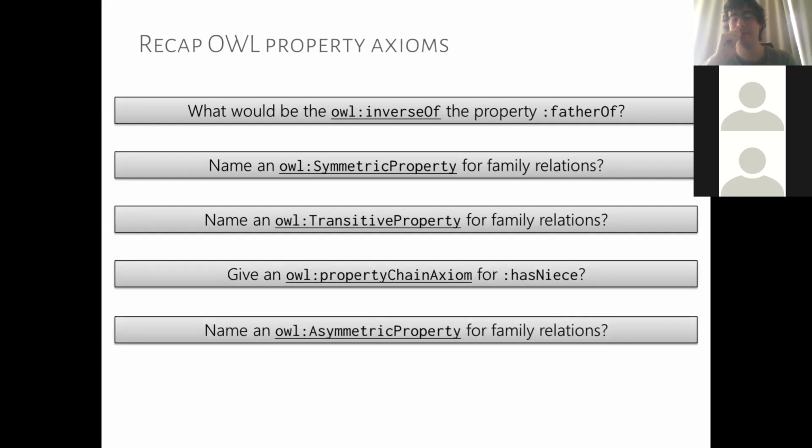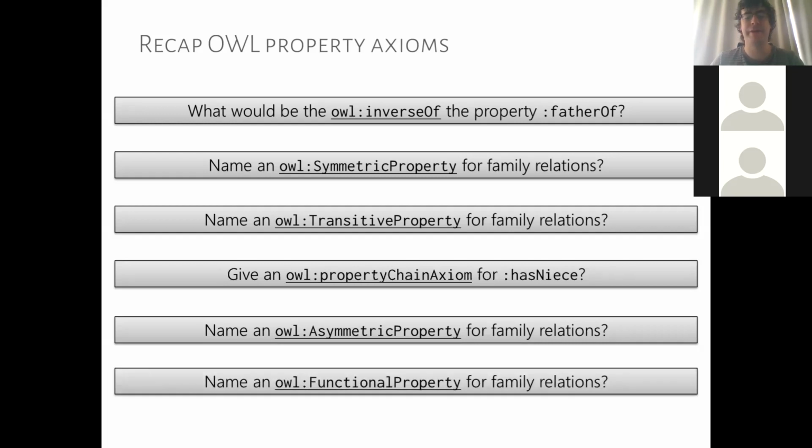An asymmetric property for family relations, sorry. So we saw father of as being an asymmetric property. Mother of, what else could you have? Grandfather of, grandmother of, great-grandmother of, great-grandfather of, great-grandchild of, and so forth. Not sure if there's any more interesting examples. I can't think of any right now.